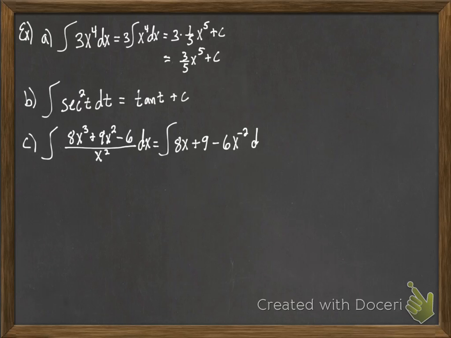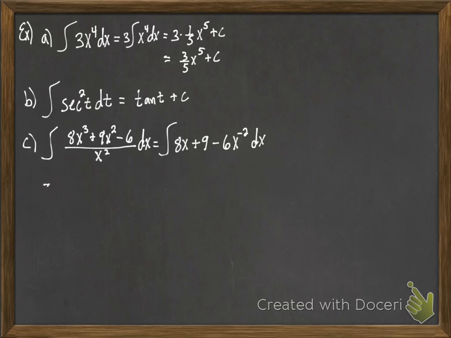So what I've done is I've taken that x squared and divided it into each thing in the numerator. It's a single denominator, so I can distribute it through each thing in the numerator. So I have 8x cubed over x squared would be 8x. 9x squared over x squared would just be 9. And then 6 over x squared would just be minus 6x to the negative second dx.